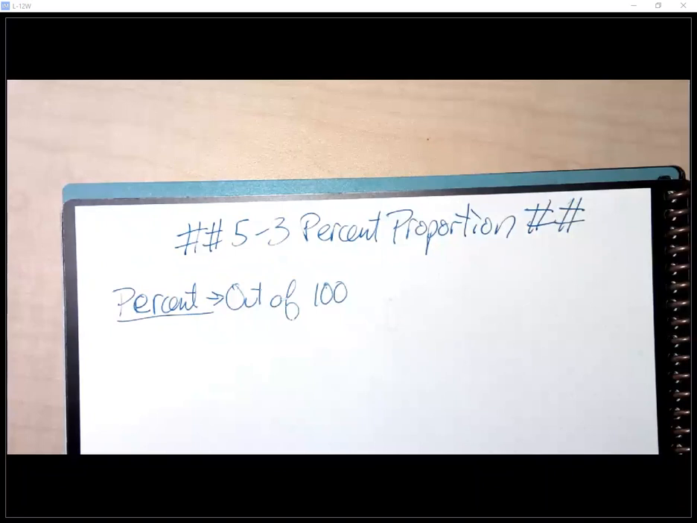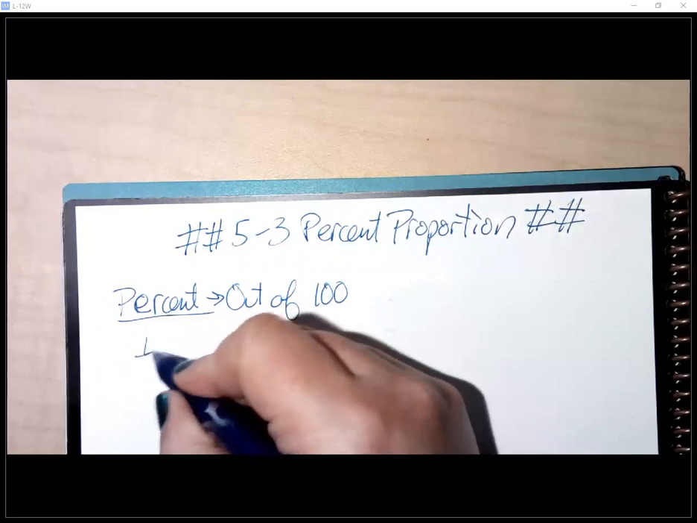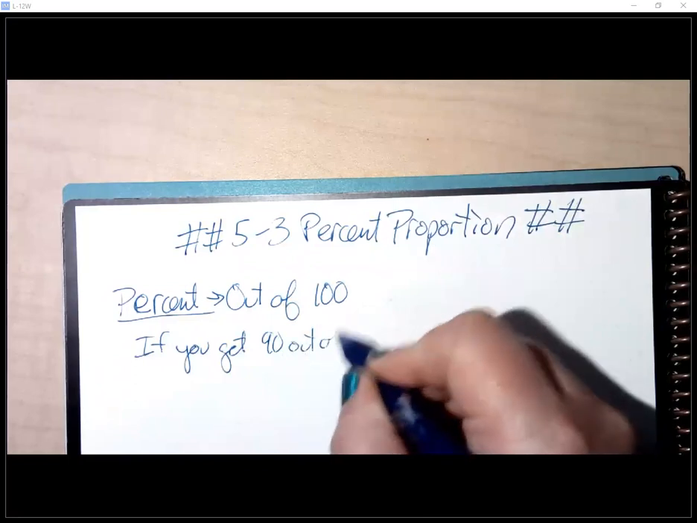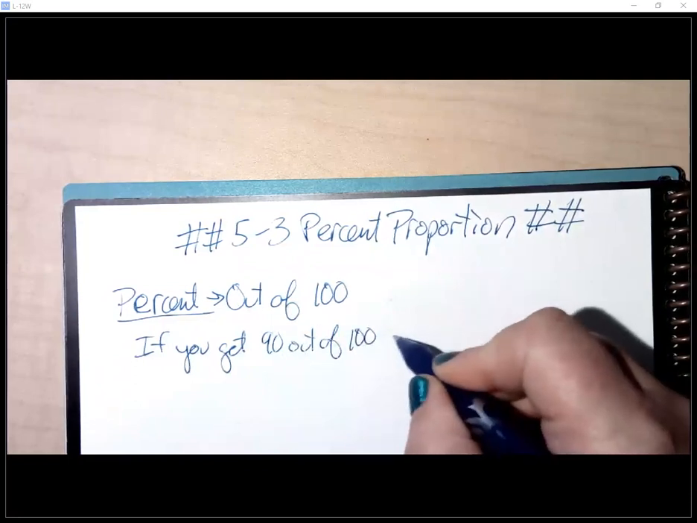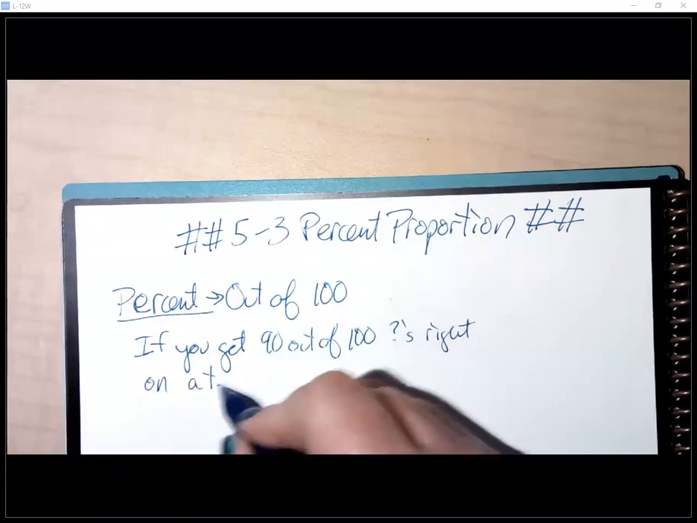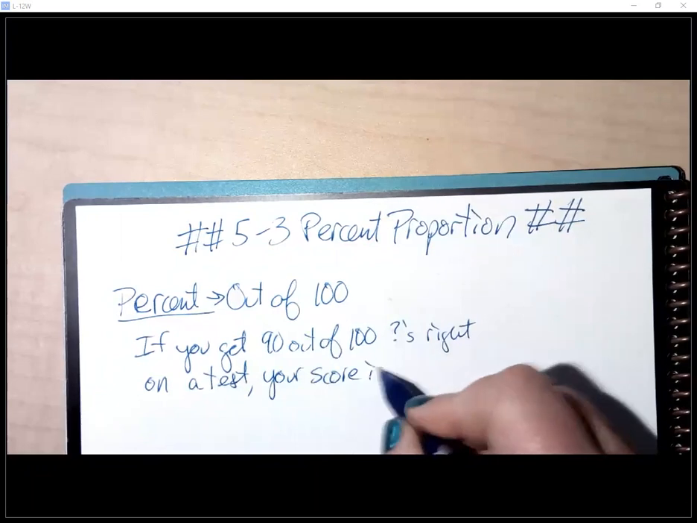So when you take a test that has, let's just say 100 questions and each one is worth 1 point apiece, it's really easy. If you got 90 of them right out of 100, your grade is literally a 90%, right? So if you get 90 out of 100 questions right on a test, your score is 90%, right? Of course it is.